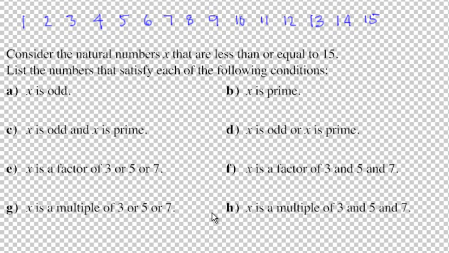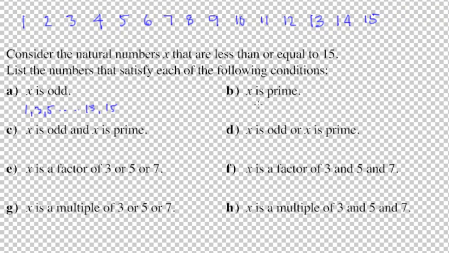Consider the natural numbers that are less than or equal to 15. I've written them out in case we need to do some crossing out or meditating on them before we go on. List the numbers that satisfy each of the following conditions. X is odd. Okay, so they want out of these numbers which ones are odd. 1, 3, 5, blah, blah, blah, 13, 15. Pretty easy so far.